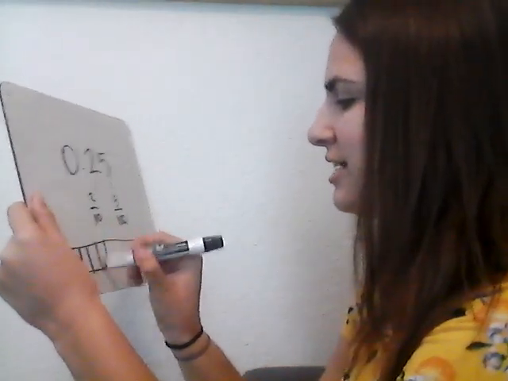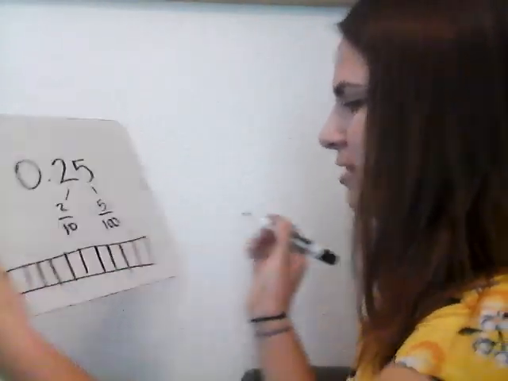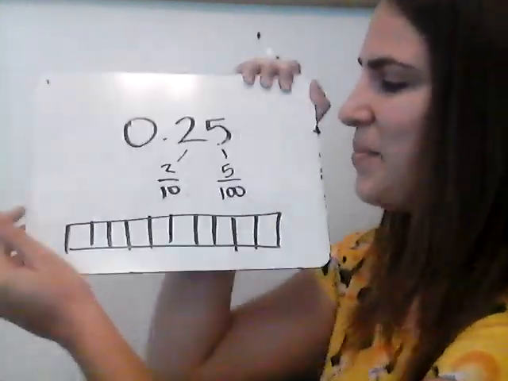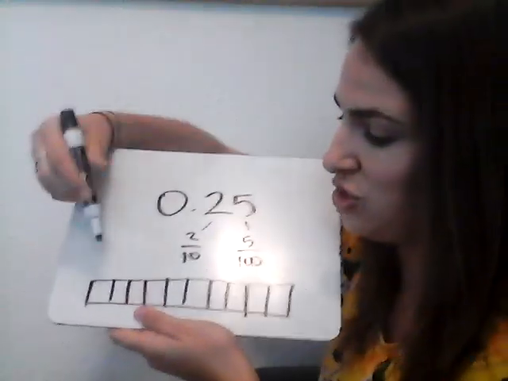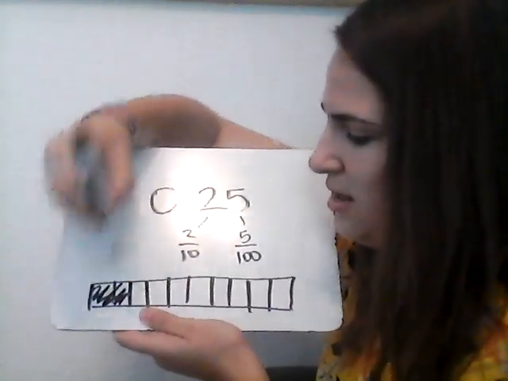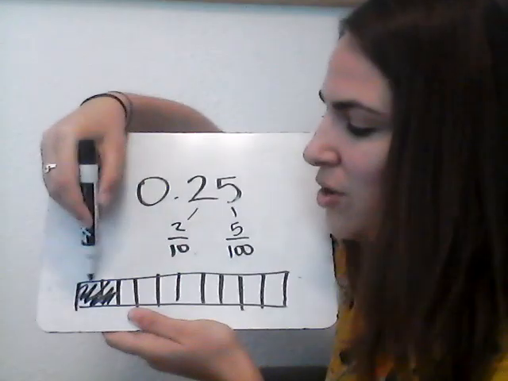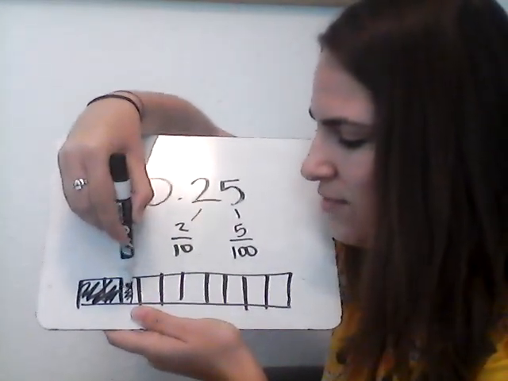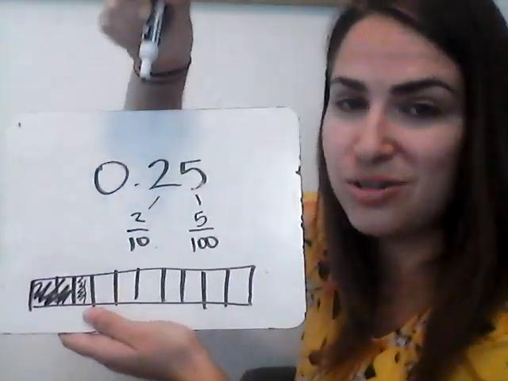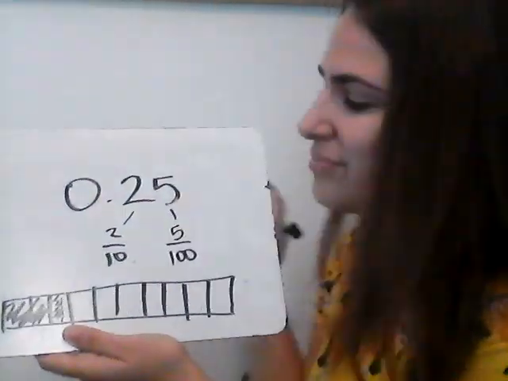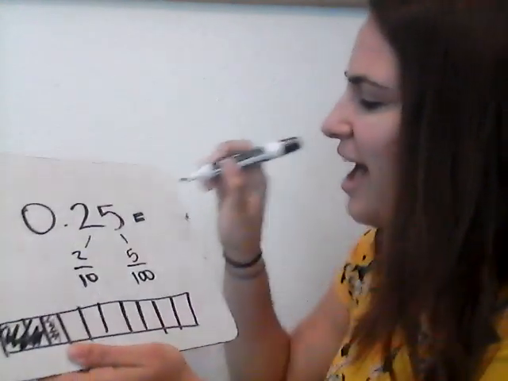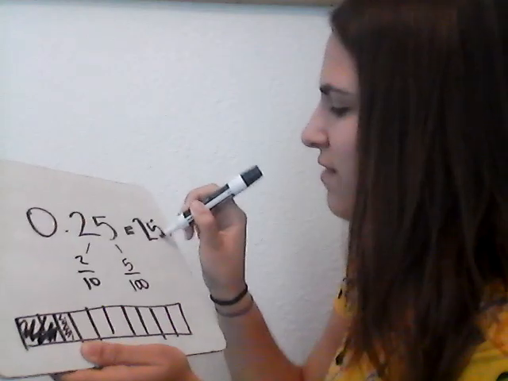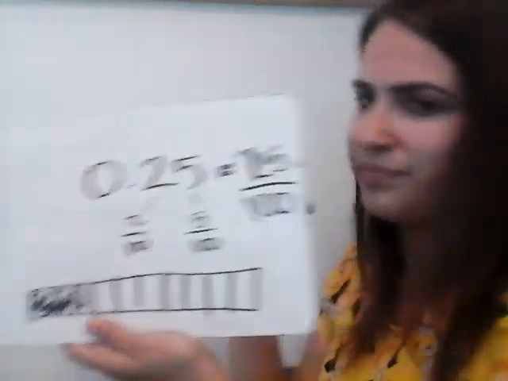We could split it into 10 parts. I think that's 10. 1, 2, 3, 4, 5, 6, 7, 8, 9, 10. We know 2 tenths, we just shade in these 2, like we did. And then 5 hundredths, we also know that these each are worth 10 hundredths. So we could split it in half and say that's 5. So this really helps you to represent it as a visual model. I also want you to write it as a fraction, which we know this would be 25 hundredths.